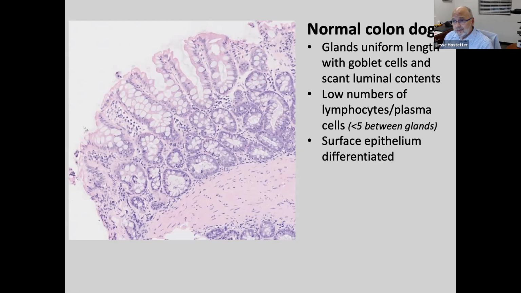They also are lined by goblet cells. Not very many lymphocytes and plasma cells in the lamina propria of the colon, less than 5 between each of the glands. And the surface epithelium, again, should be differentiated. But in this case, you don't see the brush border that you would see in the small intestine.